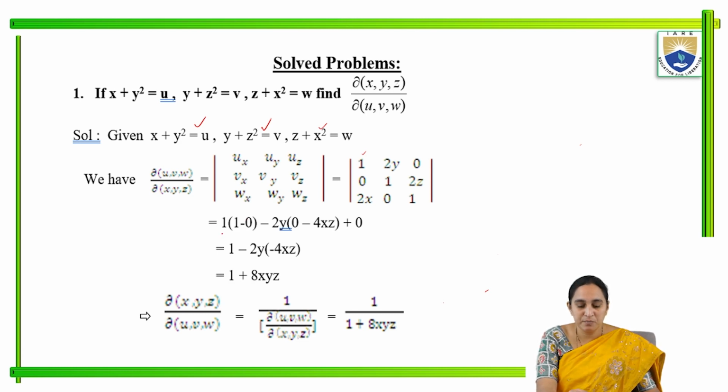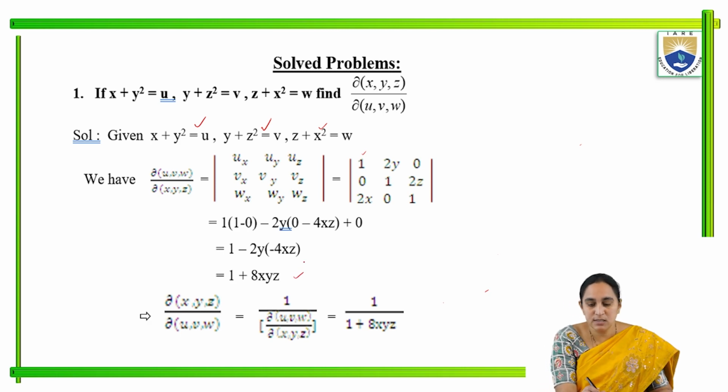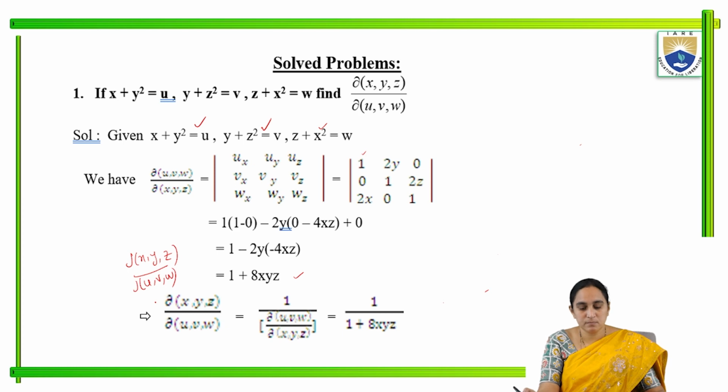Then 1 into 1 minus 0, that is 1, minus 2y into minus 4xz, that is 1 plus, minus into minus gives plus, that is 8xyz. Therefore, dou of uvw by dou of xyz value is equal to 1 plus 8xyz. This is dou of xyz by dou of uvw value.